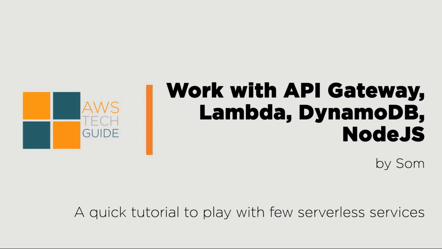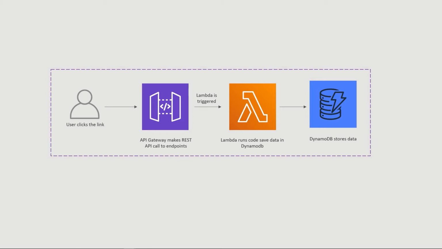In this tutorial, our design is going to be very simple. Here we will create one API Gateway that will make a REST call to Lambda, which will basically trigger a Lambda function. And in the Lambda function, we will create code with Node.js, and it is to basically save the data into DynamoDB. So from scratch, we will be creating each and everything, and it is a very simple design.